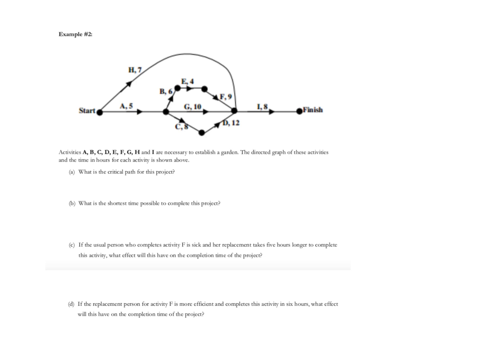All right, so we've got another example. Activities A to I are necessary to establish a garden. The directed graph of these activities and the time in hours are shown. What is the critical path? So let's go and practice our forward and backward tracking again. If you read through this one, you don't have to really do any crashing. So this is just like that previous chapter.